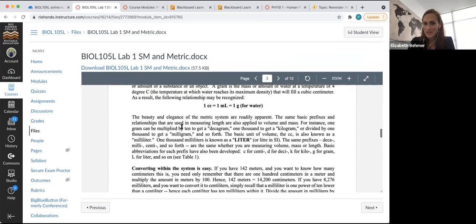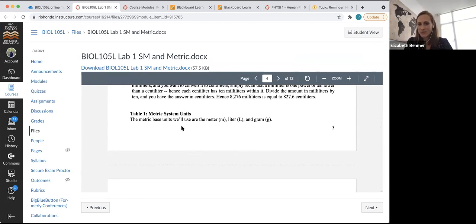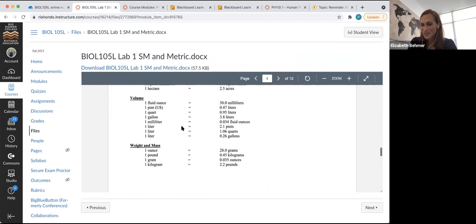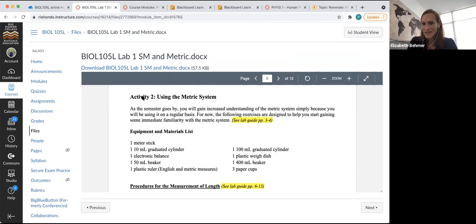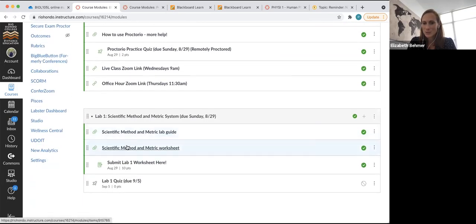It's 12 pages, but that's because a lot of these pages have just a lot of information in them, background information on the metric system, on the scientific method. So it seems like a lot of pages, but it just has a lot of information. This worksheet will have activities, and then it'll say, see the lab guide. And the lab guide is also something I provide you with. So under each module, there's the lab guide and here's the worksheet, and you can kind of keep both open at the same time to use the lab guide as you're filling out the worksheet.